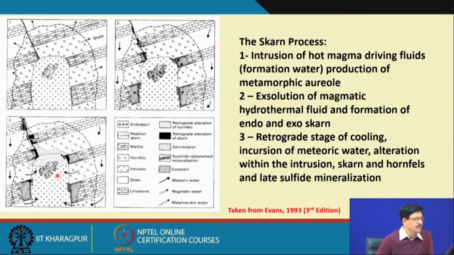retrograded, it is a stage in which there will be retrograde cooling, and that retrograde cooling will allow meteoric water to infiltrate and then alter the originally formed skarns, and then the skarn minerals can get altered, the hornfels and the other parts of the system. And we also do see some later stage of mineralization in the form of metal sulfides, which are later overprinting the earlier mineralization episode, but still preserved.